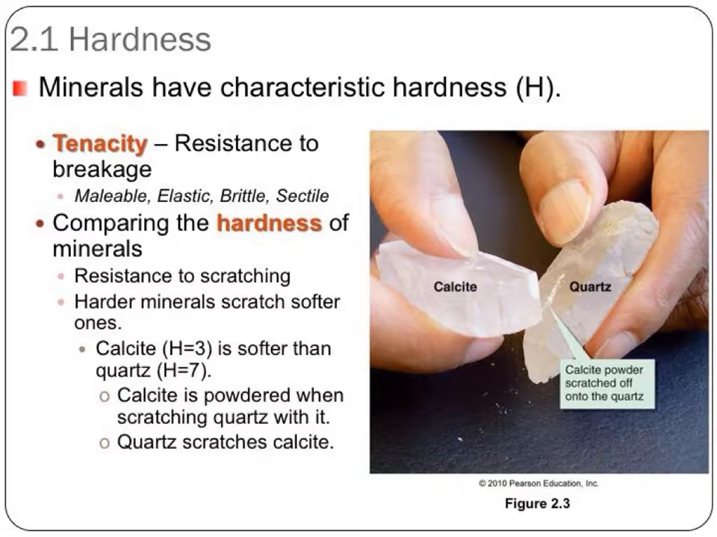So here's just an example. Again, calcite and quartz. When you scratch them together, pieces of the calcite are being ground off and deposited on the quartz. Which one is the harder mineral? The quartz. Okay. So quartz is hardness index of 7. Calcite is hardness index of 3.